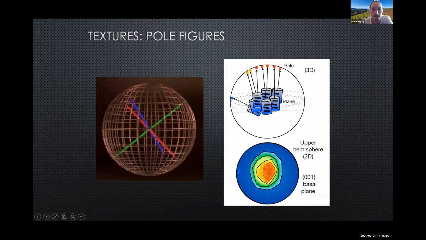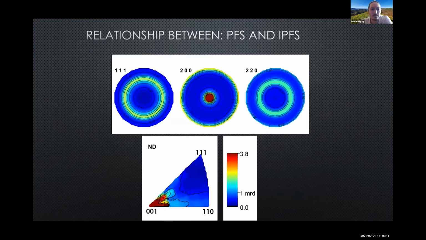So that's two ways to look at it, and these are, of course, interrelated. For example, here I have a compression experiment on Periclase. What we see here is compression is in the center. Our 200 pole figure shows a maximum in compression. And indeed, if we look at the inverse pole figure, we see a maximum in the corresponding orientation. And 111 and 220 have minima, which we see over here.